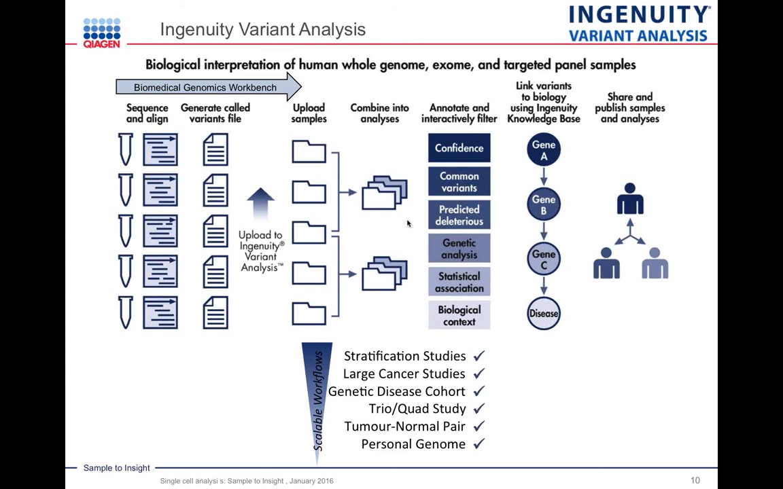And then this type of analysis is possible to do in a variety of scalable workflows. So you can use this for a large number of samples, or you can use this for an individual sample. You can use it for stratification studies, large cancer studies. You can use it for a genetic disease cohort. A typical example might be for trio analysis or other types of family analysis, tumor-normal pairs, or a personal genome.